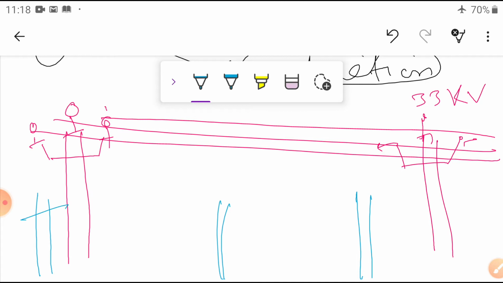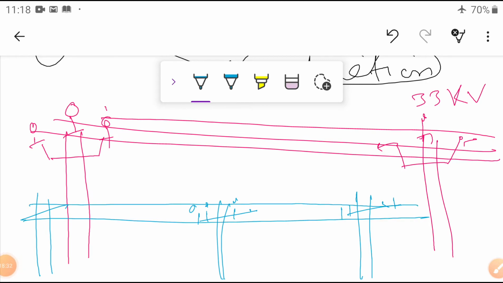Here the 400 volt line has phase, phase, phase and neutral. Similarly, phase, phase, neutral, phase. So this is a line, crossing or along this line, and the distance may be nearly 1 or 2 meters.